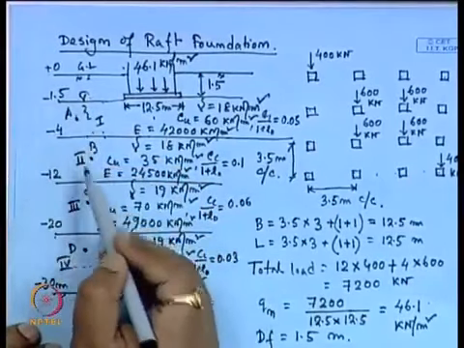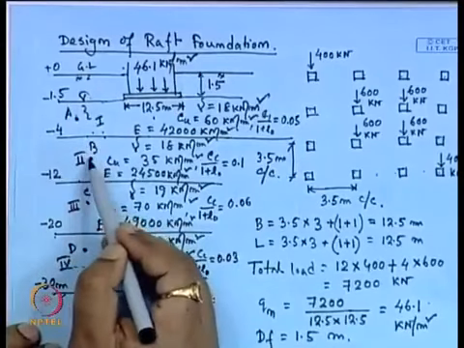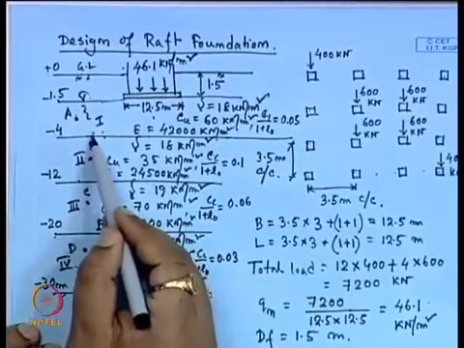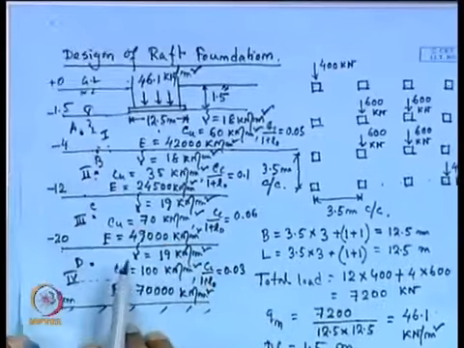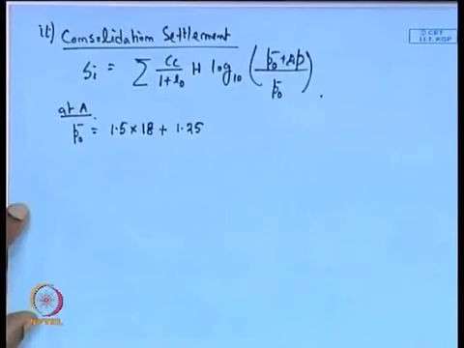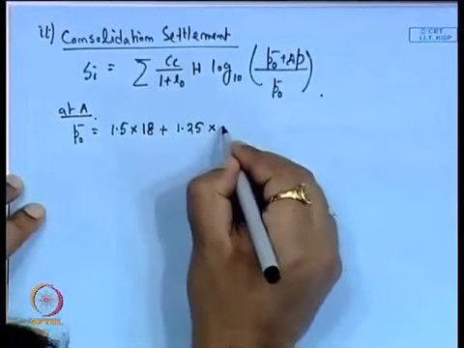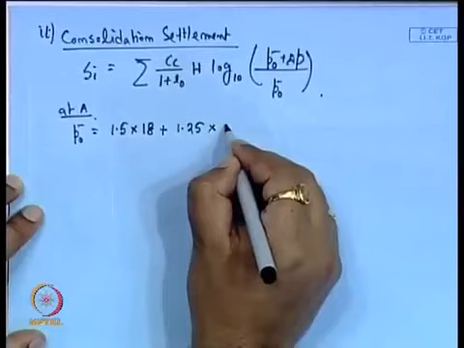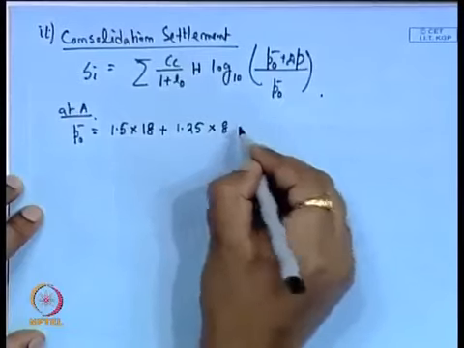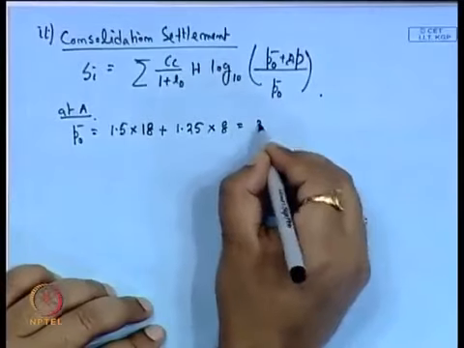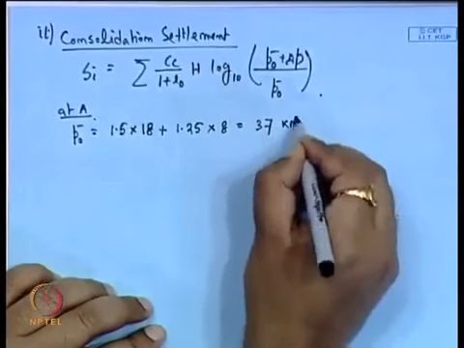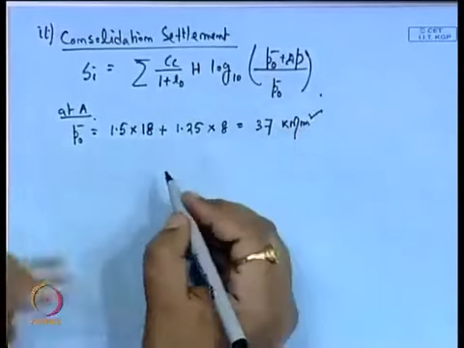Here also the layer thickness is 8 meter. So, this point is 4 meter from the starting of this layer. So, similarly, we can calculate: this is 1.25, and the water table is 1.5 meter below the ground level. So, this will be 8, because 18 minus 10. So, this will be 8. So, this value is 37 kilonewton per meter square.